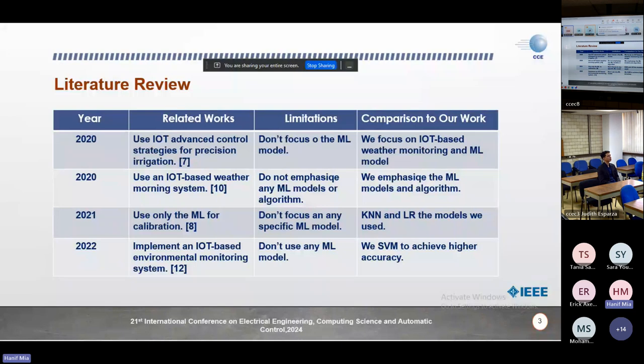Numerous research endeavors have utilized various machine learning techniques to accurately predict rainfall and employ wireless sensors for weather monitoring applications, as documented in the literature. We reviewed many papers and studies where many of the authors used IoT-based systems. Many of the authors built only machine learning-based systems, but we used both: the IoT-based weather monitoring system and the machine learning system, to predict rainfall.